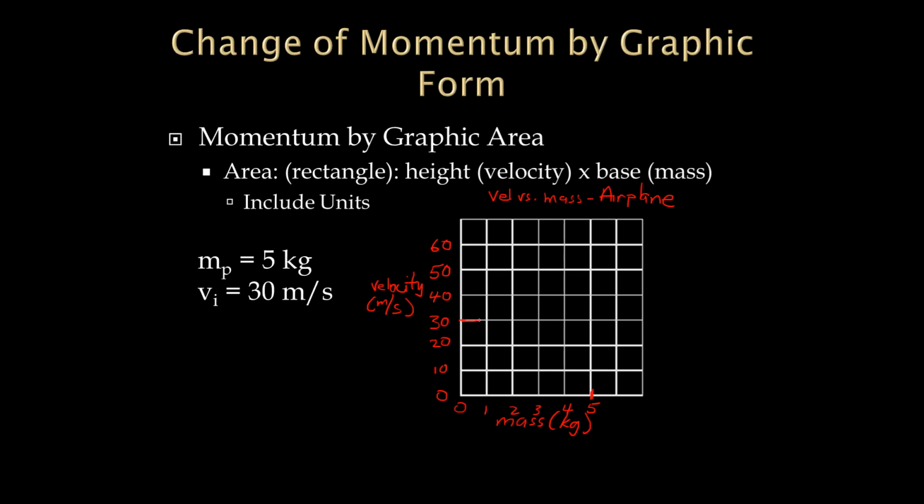So I can represent that as this rectangle right here. And if I look at the area of this rectangle, height times base, 30 times 5, that's 150. And what's the area of this? It's meters per second times kilogram, a kilogram meter per second. So graphically, I can represent the initial momentum this way, as the area of this rectangle.